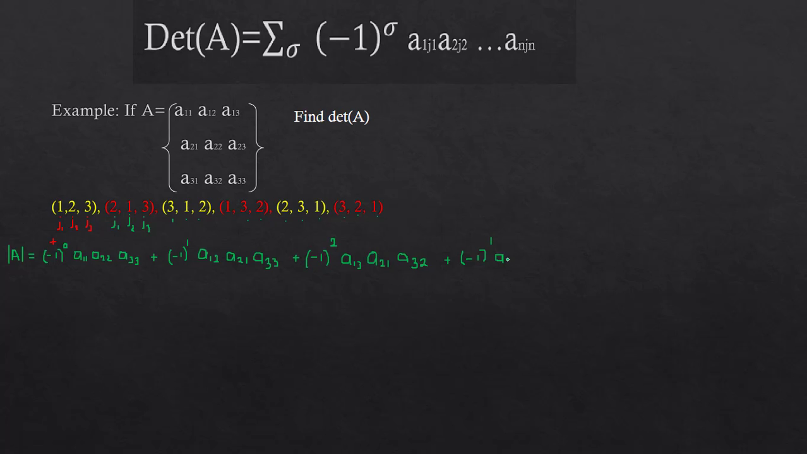We have A11, A23, and A32, plus minus 1 to the 2, A12, A23, A31, plus minus 1 raised to the 3, A13, A22, and A31. And that's our det A.